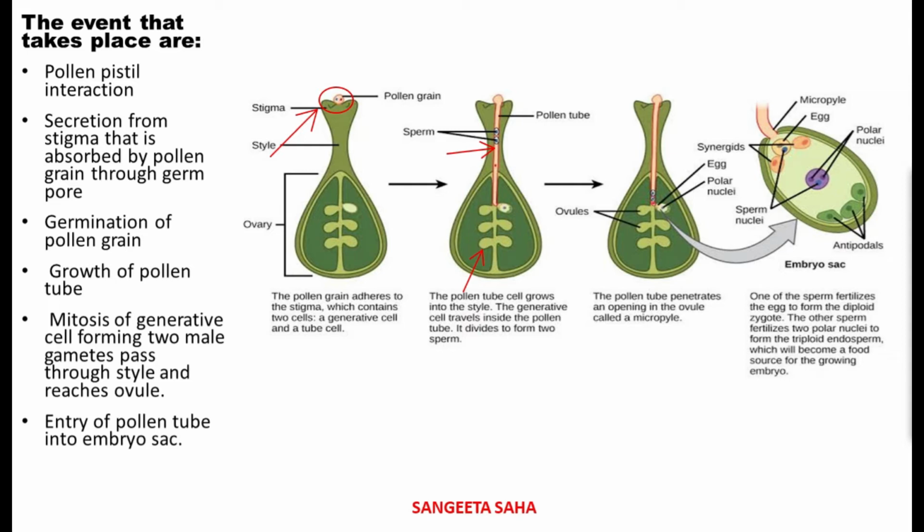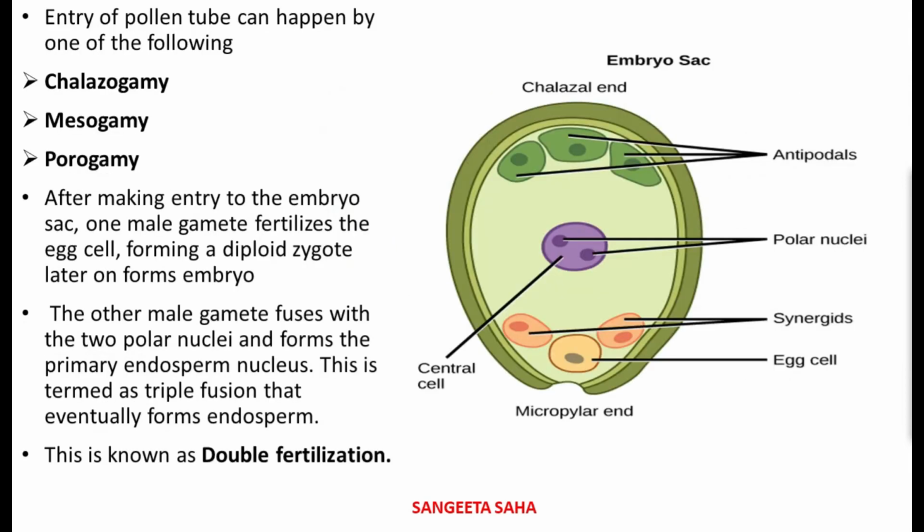Most commonly, the type of ovule we get to see is an anatropous ovule. We have already learned about the types of ovule. Now, the pollen tube then enters into the embryo sac. And this entry can be of three types.